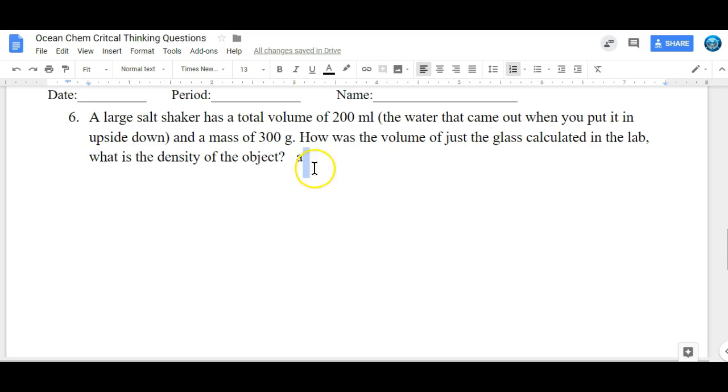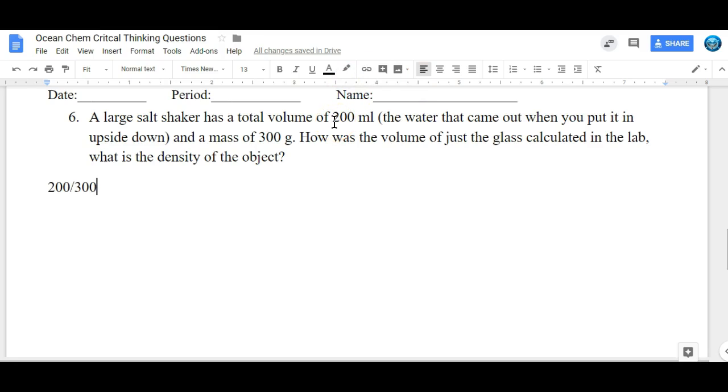All right, what about the salt shaker? That stupid salt shaker. It's coming back. So if you put the salt shaker upside down and 200 mLs of water spills out, and you have a mass of 300 grams, what is the density? Well, somebody's going to say, oh, that's easy, you just take 200 divided by 300. That's not the right answer.